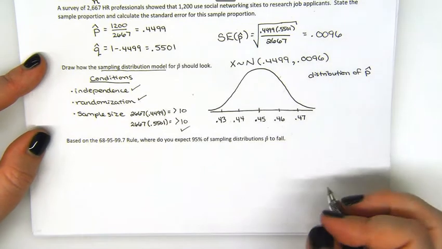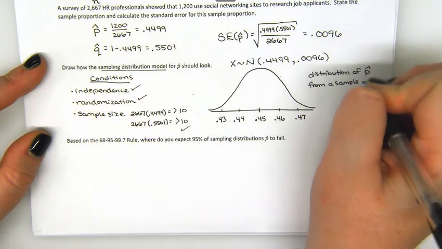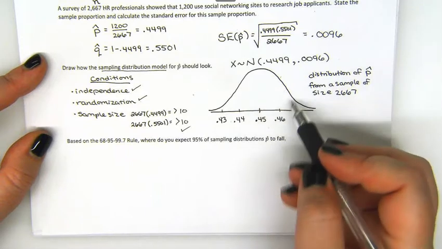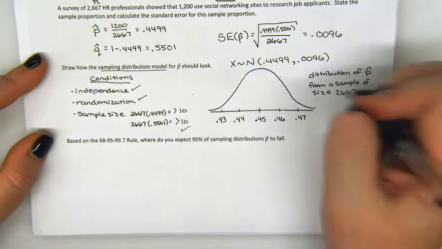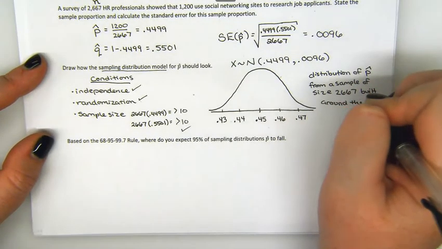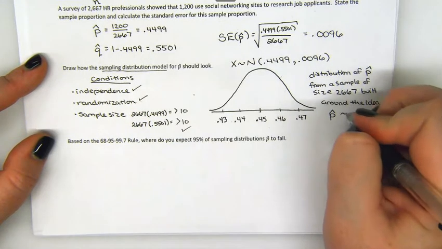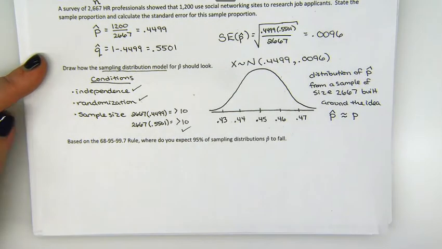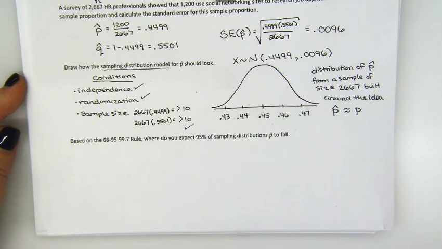So we have this distribution of sample proportions from a sample of size 2,667. That sample size is important because that's determining how the standard deviation, or the standard error, works in this case. And this is built around the idea that our value for our sample proportion, this 0.4499, should be about equal to our population proportion. Right now, it's our best estimate. So we have an idea of how things will spread if we have this proportion coming through.